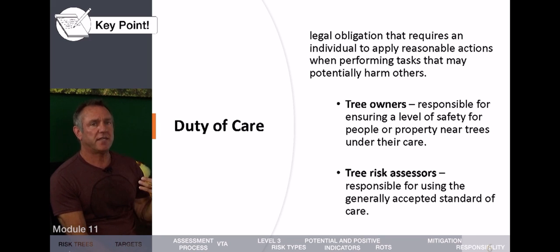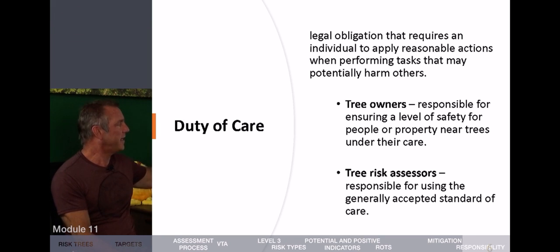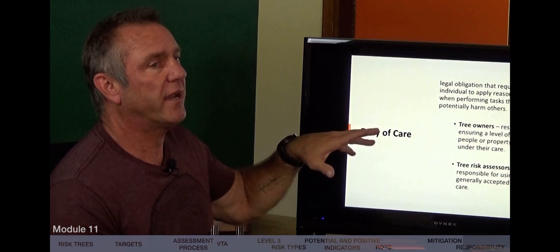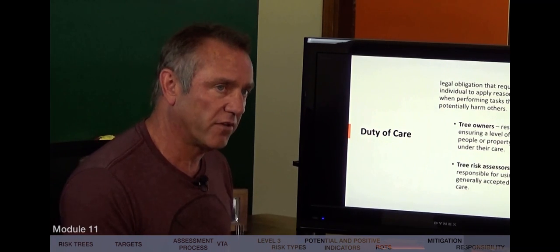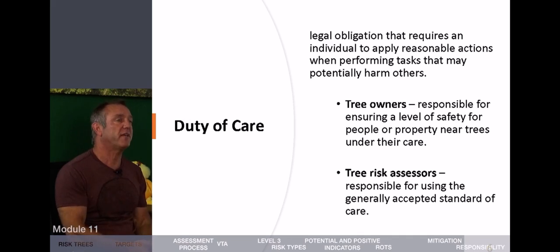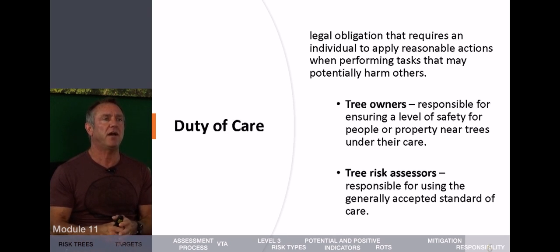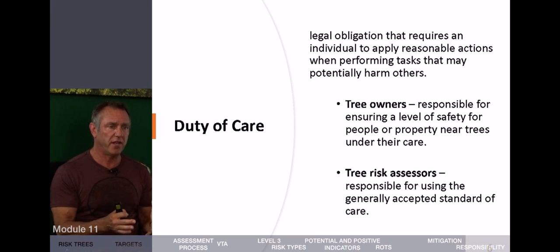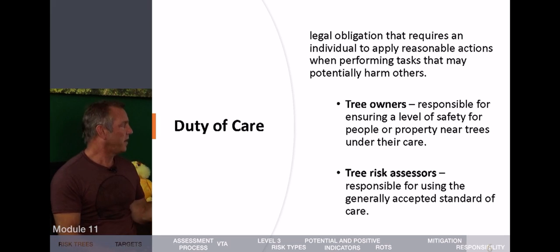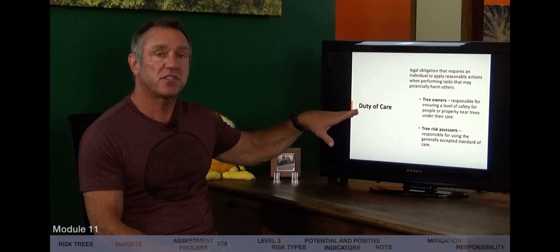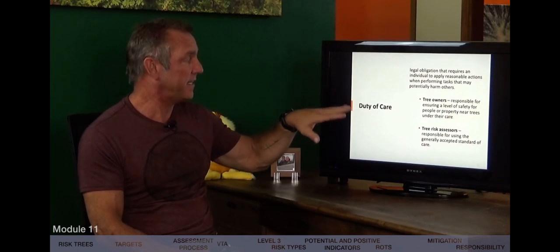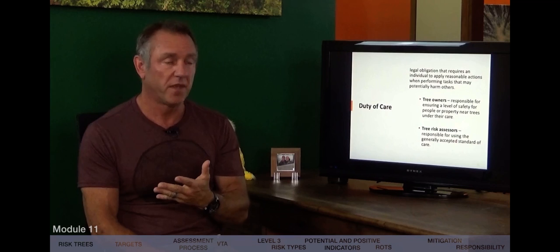But basically what it says is duty of care is that everyone has a legal obligation to apply reasonable actions to prevent potential harm to others. So we all have a duty of care, even within our own homes. We have a duty of care to keep our property safe so that others that are in or around our home are not injured. Well, it's also a responsibility of the tree owner to ensure a level of safety for people, properties, and activity around those trees as well.